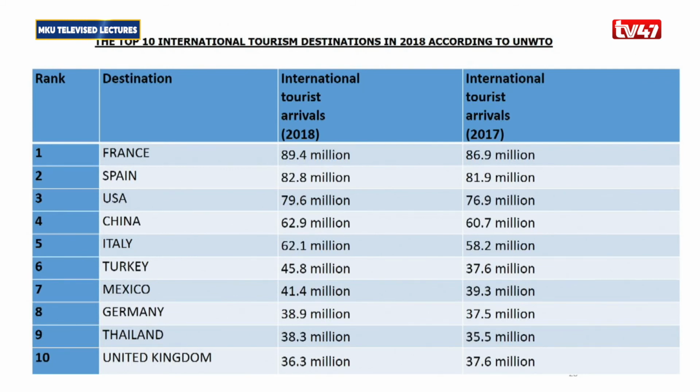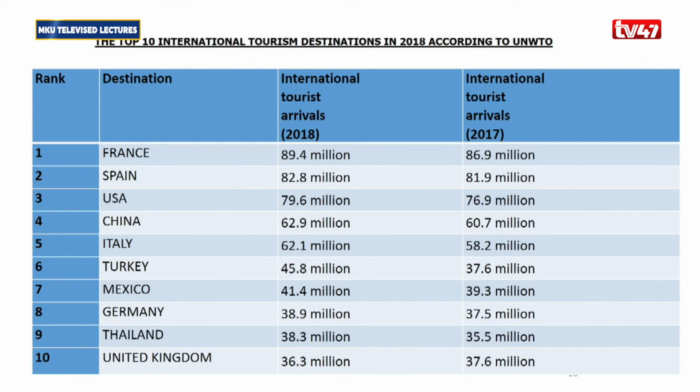So if you look at this display that we have here, the top 10 destinations in 2018, according to the United Nations World Tourism Organization, France was number one with 89.4 million tourists arriving in that country, followed by Spain at 82.8, USA 79.6 million, and then China 62.9 million, Italy 62.1 million, Turkey 45.8 million, Mexico 41.4 million, Germany 38.9 million, Thailand 38.3 million, and the United Kingdom 36.3 million.